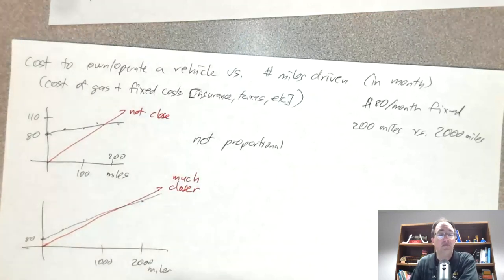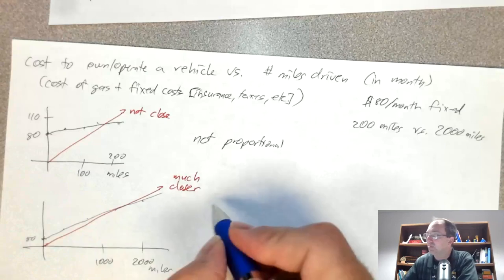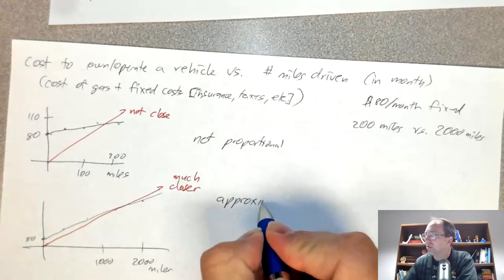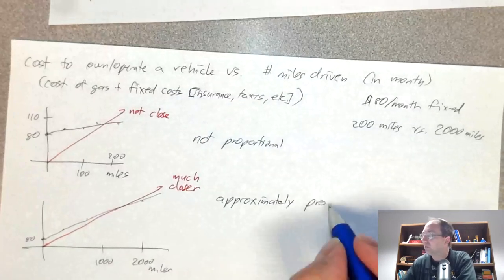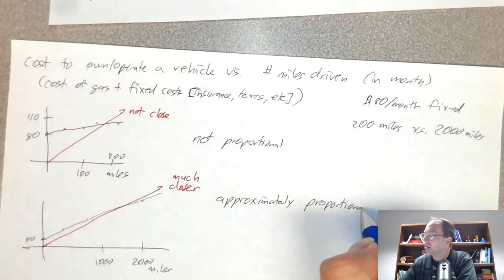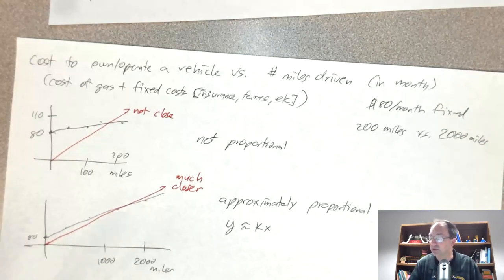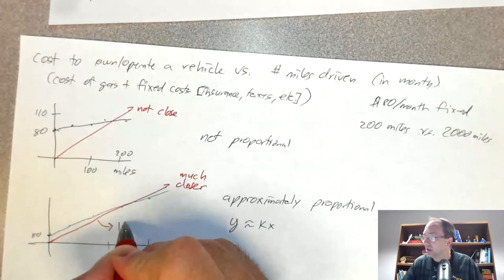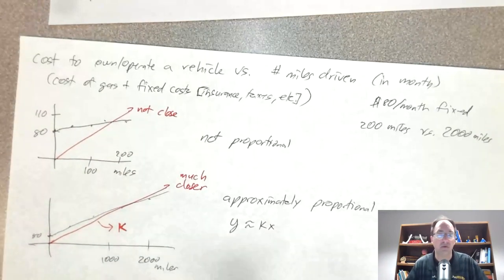Now, it's still not perfect, but the question we have to ask ourselves is, is this an acceptable approximation that makes our problem solving, our mathematical modeling simpler? And so we might say something to the effect that this is an approximately proportional relationship, just like our example before was. So y is approximately equal to kx, and maybe for our purposes, we can use that slope to make predictions and carry on in whatever way our model is needed.